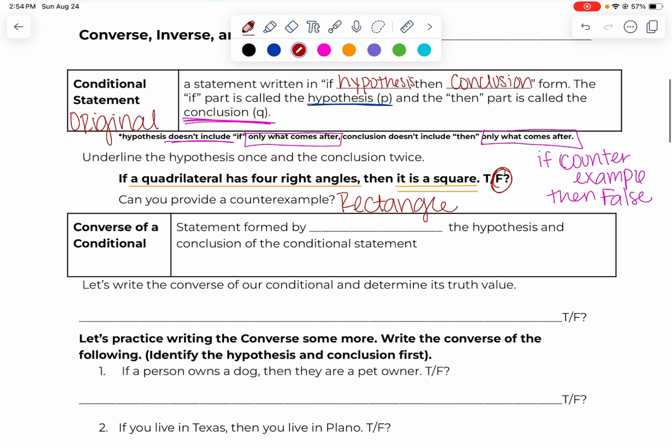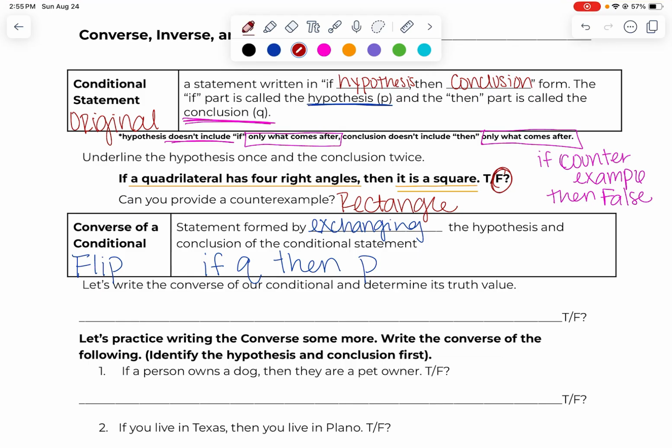So next we have converse of a conditional. It is a statement formed by exchanging the hypothesis and conclusion of the conditional statement. Exchanging means we're going to flip. Okay, it's going to be if Q, Q is the conclusion, then P. Okay, if Q, then P.